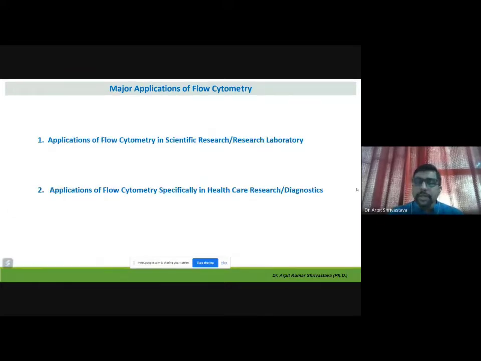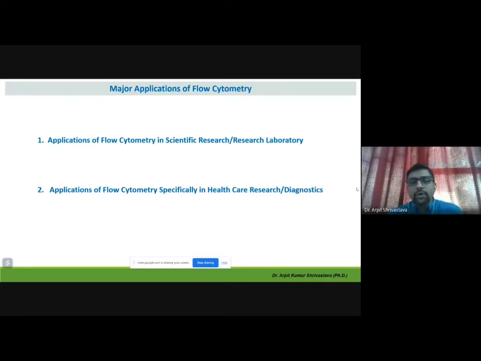So these are the major applications, but I have summarized these applications into two parts: one is research laboratory and the second is healthcare and diagnostics. It is just the extension of what I discussed before in the last two slides.